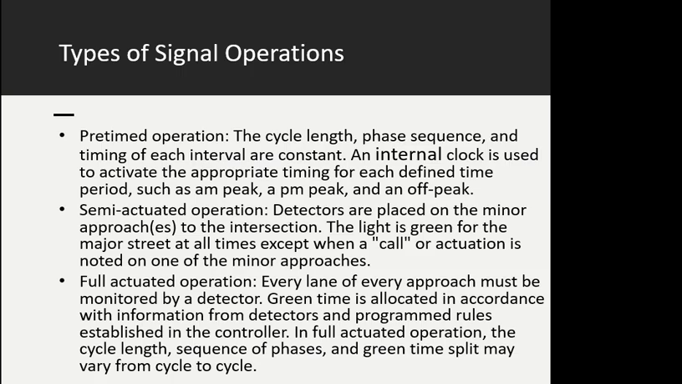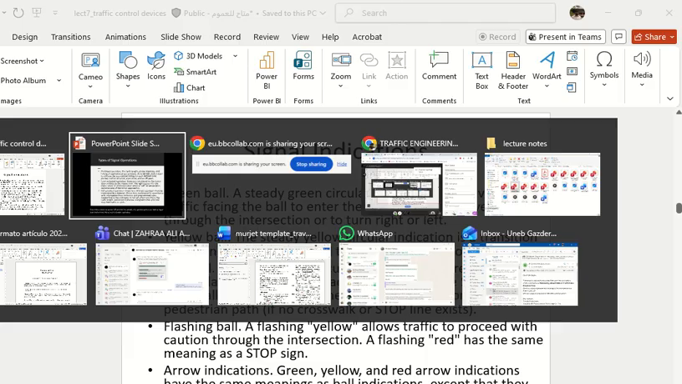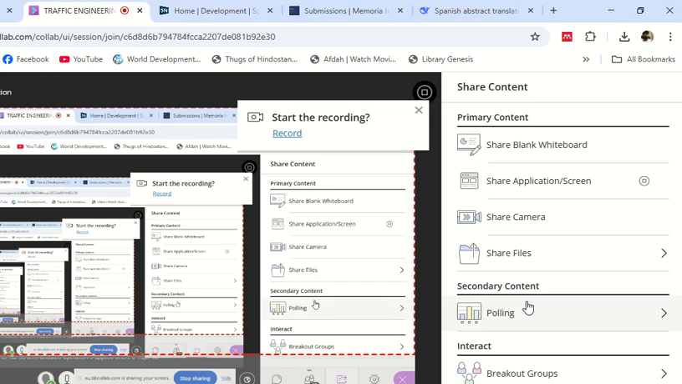Now you have an intersection. Intersection means two highways, or streets, or whatever, two roads are crossing each other. In semi-actuated operation, one of the roads has a sensor. Semi-actuated is applied where you have a major road and a minor road. So semi-actuated operation is applied where a major road is crossing with a minor road.